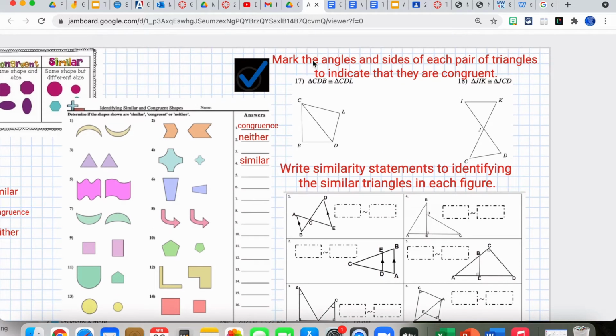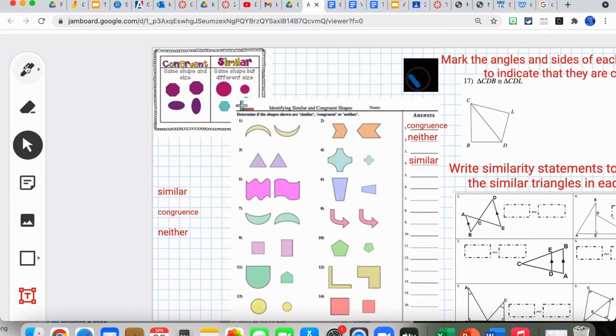Now let's go ahead and take a look at number 17. We ask you to mark the angles and sides of each pair of triangles to indicate that they are congruent. You are given this statement. Remember how we show you to write the statement? Yes, we are giving you the statement. We just ask you to use the tick mark and the arc, and mark them up. Mark what angles and mark the sides. Those two. Let's go ahead and begin.